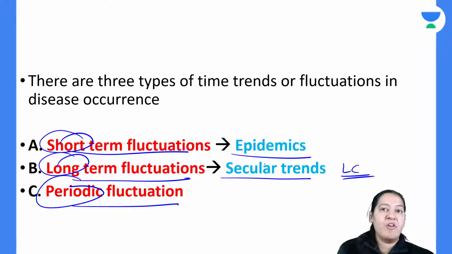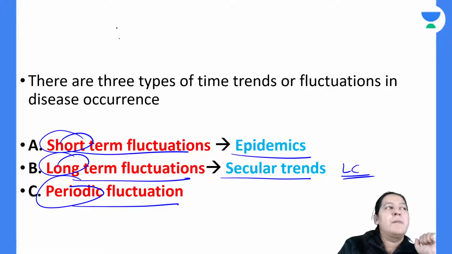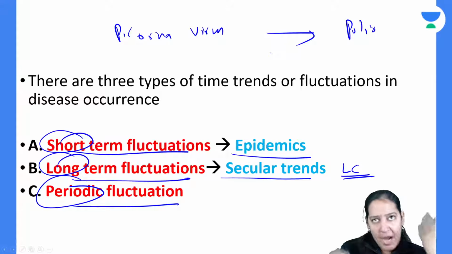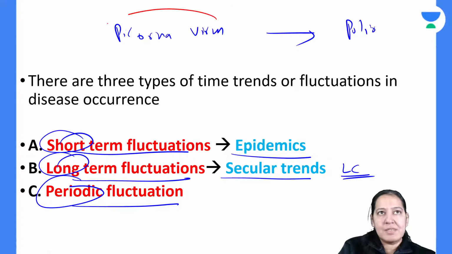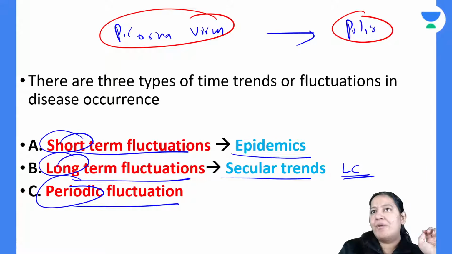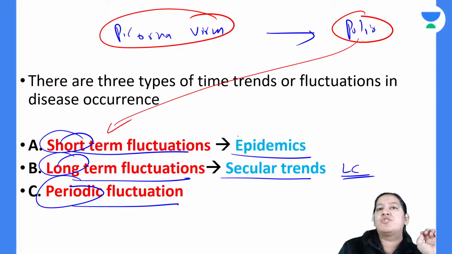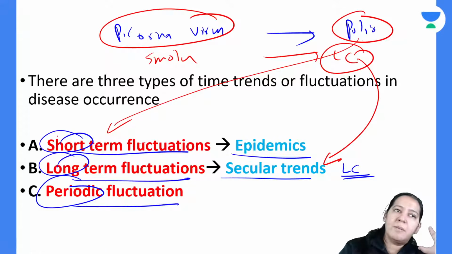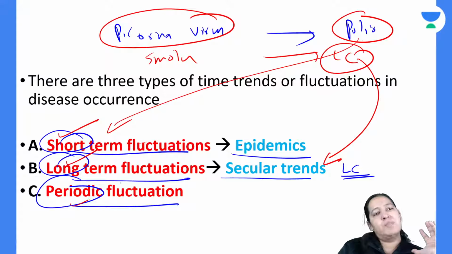If I'm taking the example of polio, it is coming in short. If I say picornavirus causes polio, this is my hypothesis right now. So my cause is this, my effect is this. Polio is showing short-term fluctuation; it comes in epidemics. But if I say smoking causes lung cancer, so my disease is lung cancer, it shows long-term fluctuation. So some diseases show short-term fluctuation, some show long-term, some show periodic.